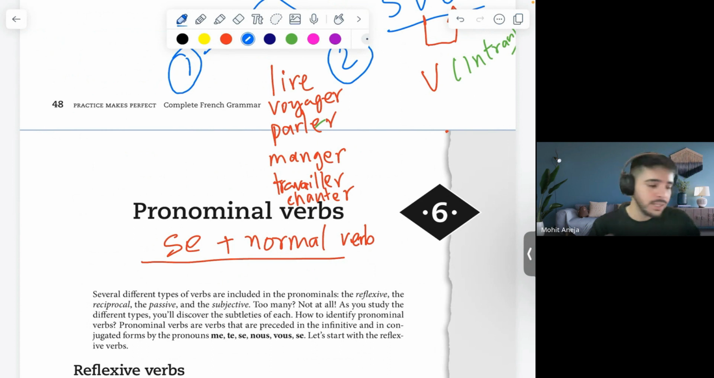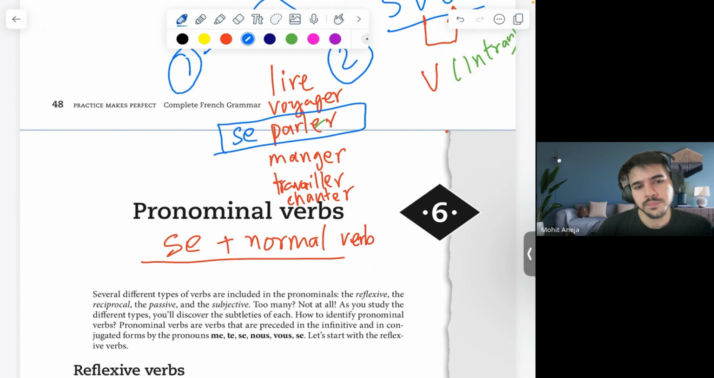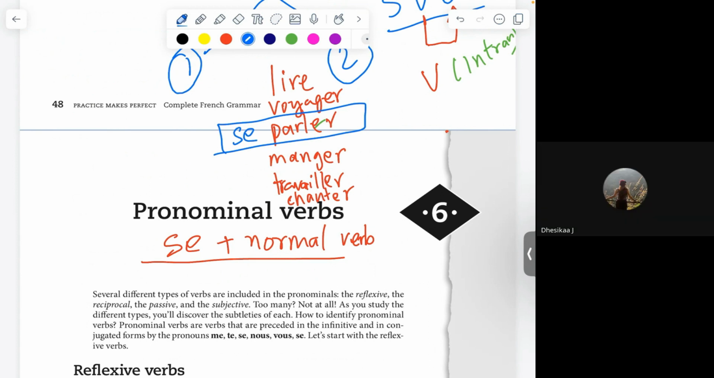how will you make it? You just put se in front of it. For example, se parler exists, ठीक है। Se parler means to talk to each other, अगर किसी और का वो शायद exist नहीं करता है। Parler is like the complete sentence.